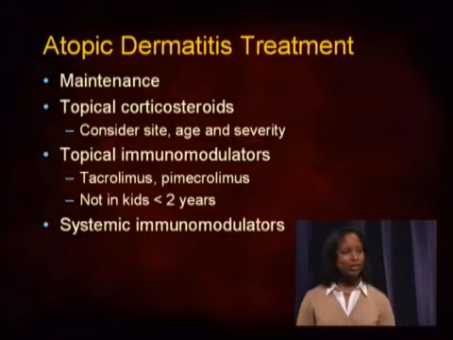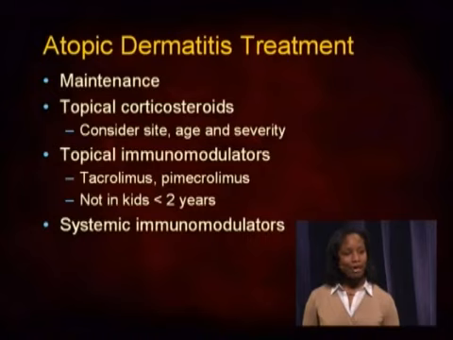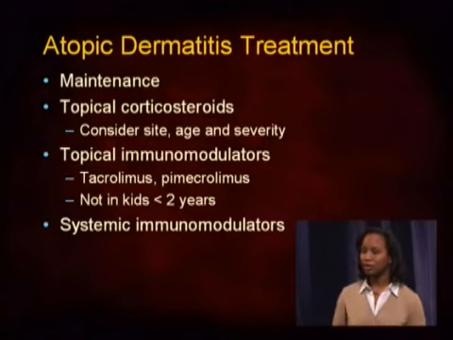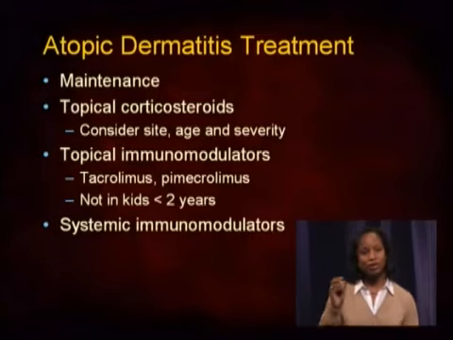And then occasionally we have to use systemic therapy, so systemic immunomodulators, medications like cyclosporin, and other treatments that can be used on the entire skin without being taken internally, like phototherapy. Narrowband UVB is sometimes used, and also PUVA, which is psoralen plus UVA light.